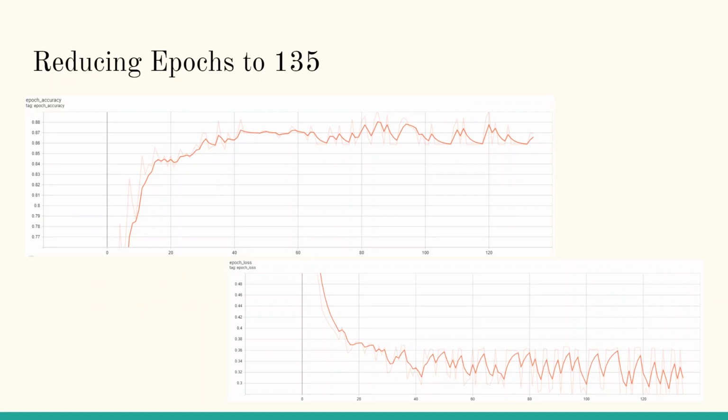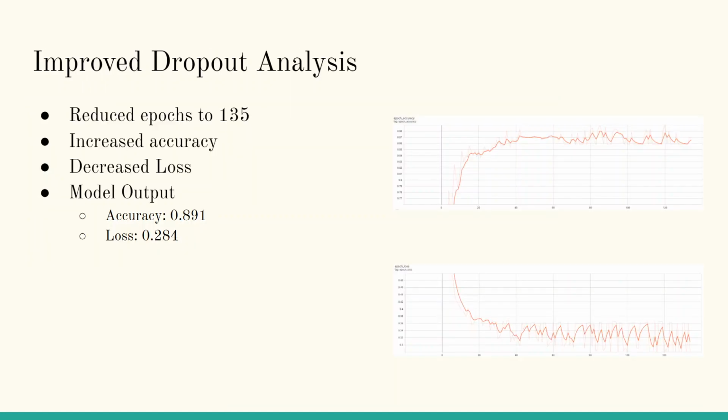So here you can see that we've reduced the epochs to 135. So from this, we've increased the accuracy and decreased the loss, as our output is now 89% and 28% respectively.